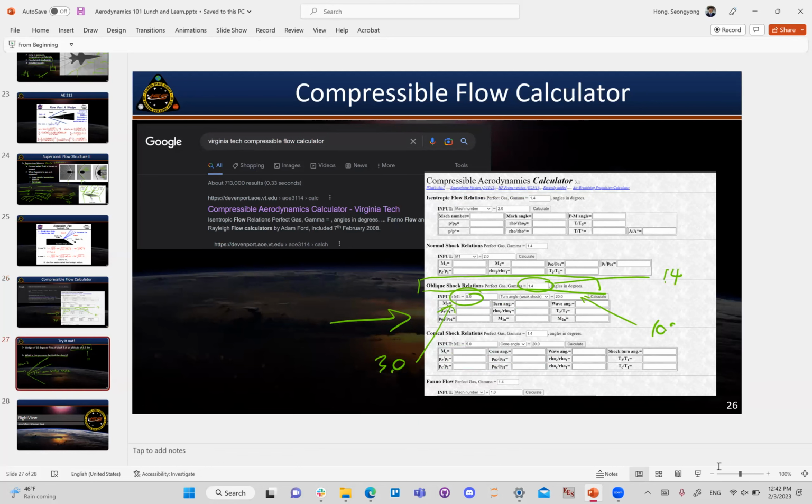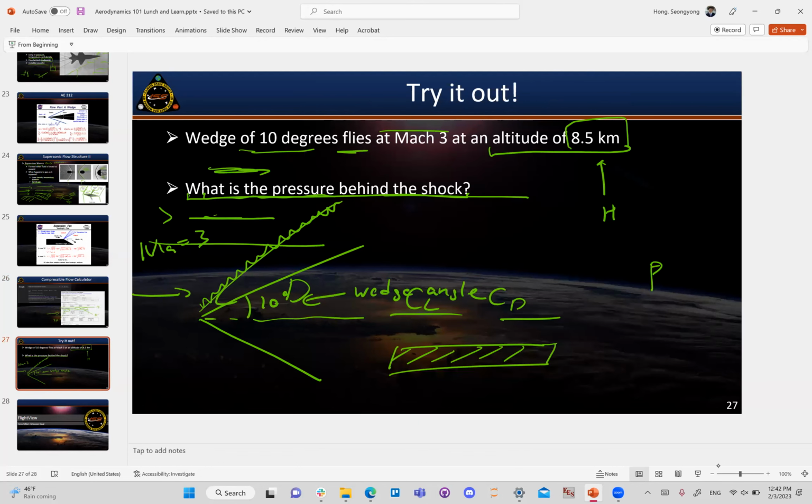And you should be able to get the P2 over P1 ratio. That's the pressure behind versus pressure before the wave. You should be able to get this value. What did you get? 2.05. Gotcha. Okay, I think that sounds about right. Now, what is the pressure before the shock? We got to know that too.